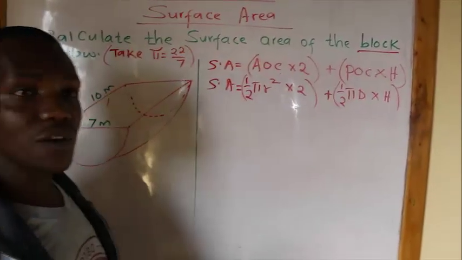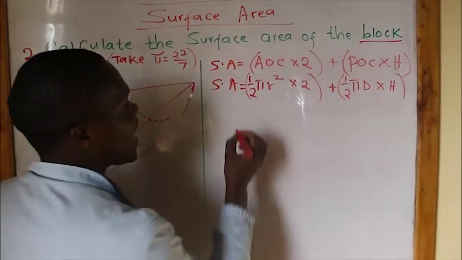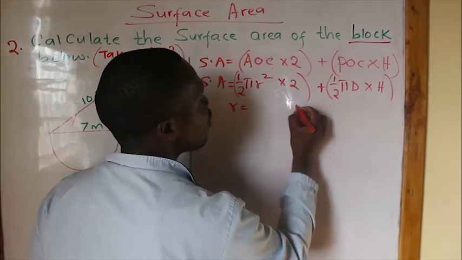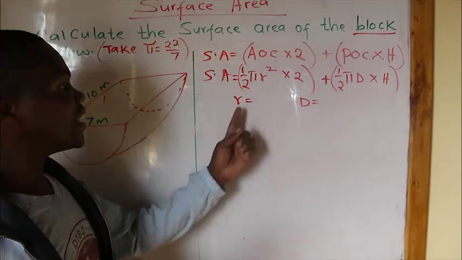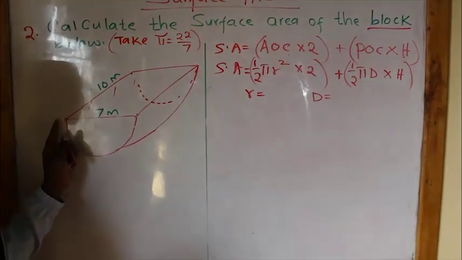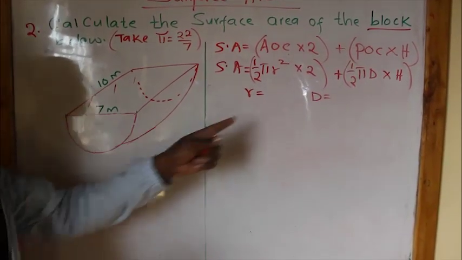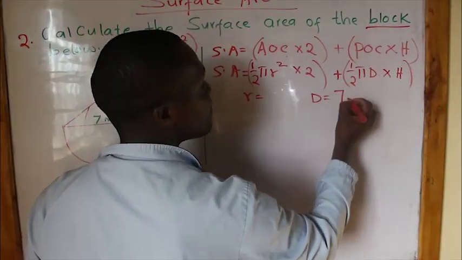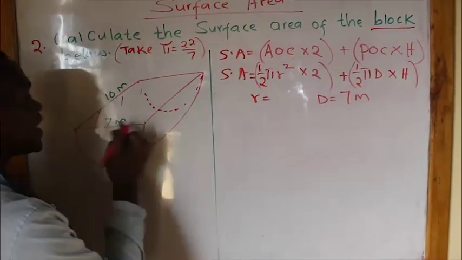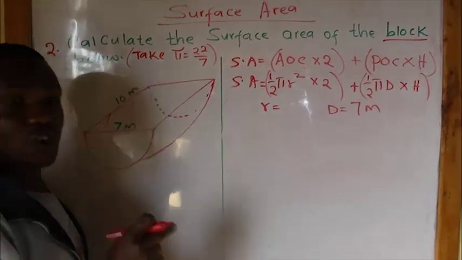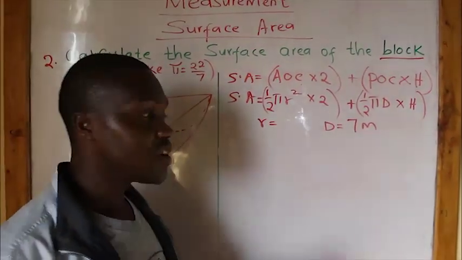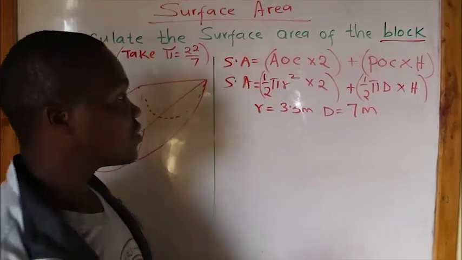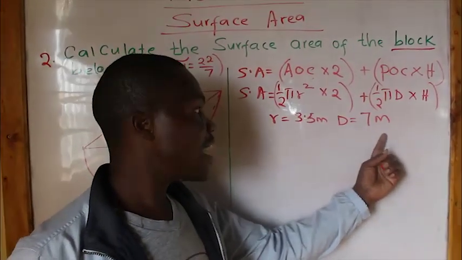So what am I remaining with? Remember always, identify the radius of a circle, identify the diameter of the same circle. So what is the radius of this circle? Let's start with the diameter. The diameter of the circle is 7, so we write here 7 meters. The radius is half of 7, so when you divide 7 by 2, you will get 3.5 meters. So this is the radius, this is the diameter.